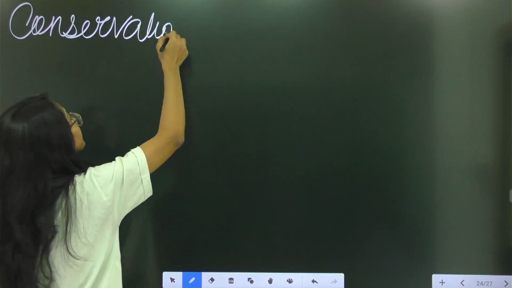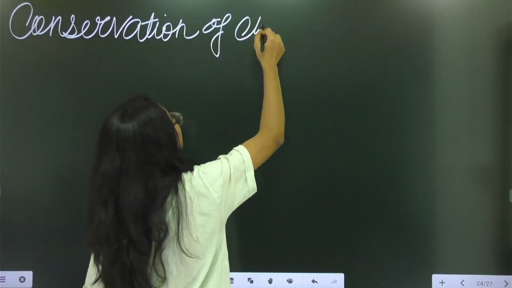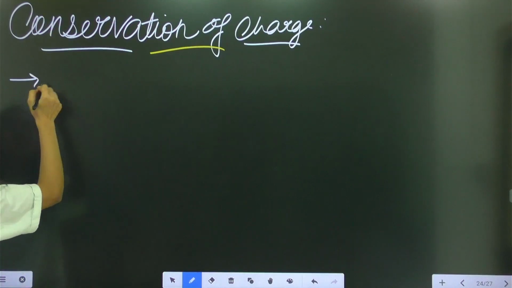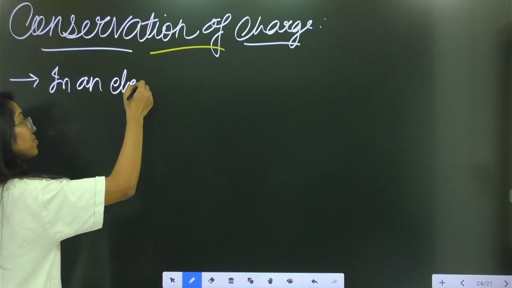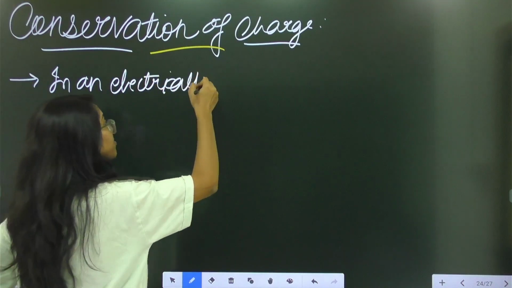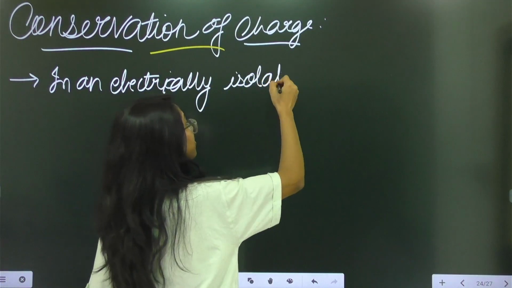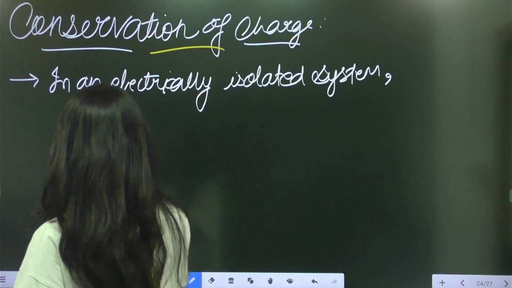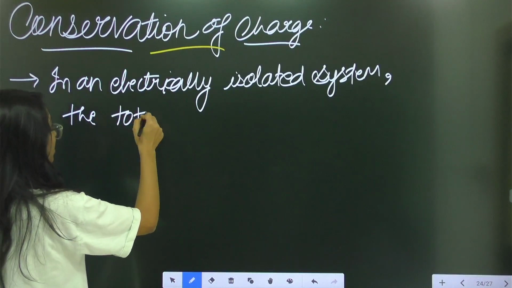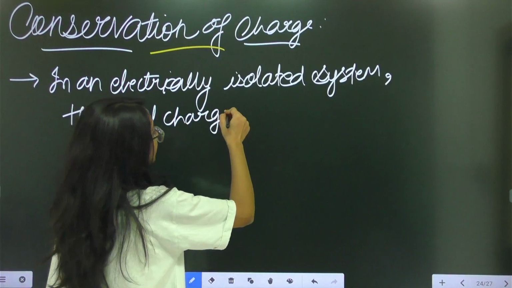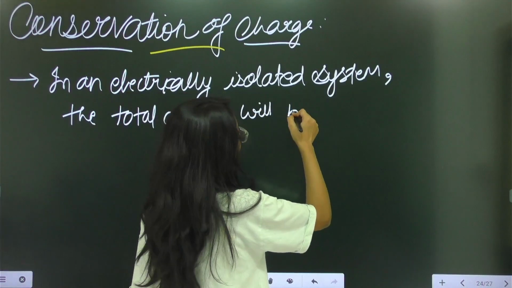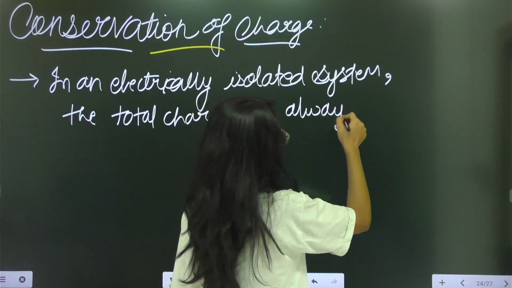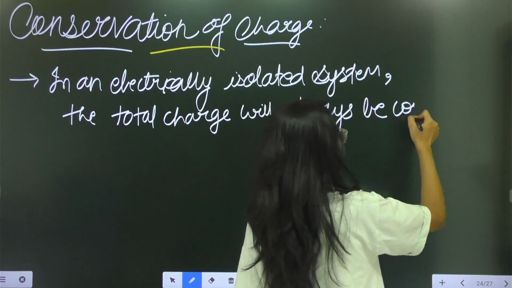Conservation of charge. Now what is this conservation of charge? In an electrically isolated system, the total charge will always be conserved.